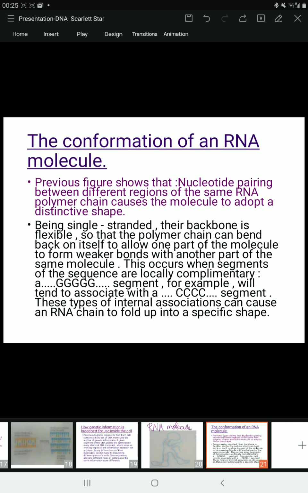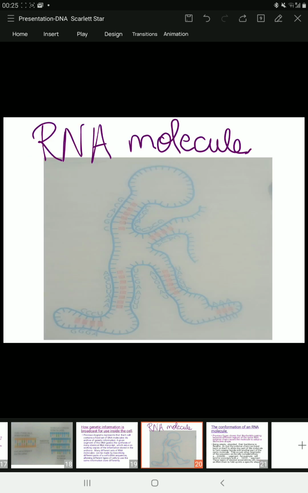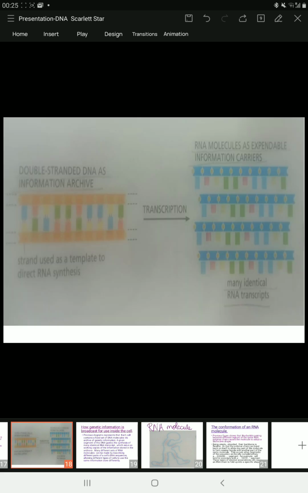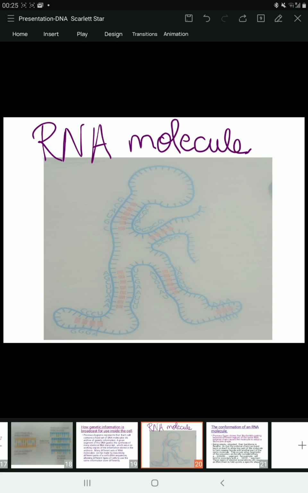So what is written here? A few points need to be focused on. Being single-stranded, their backbone is flexible, so that the polymer chain can bend. So this structure was firstly single-stranded. This was not like that. It got bent like that. So this was single-stranded, like RNA was a single strand. Like RNAs are here, these are single strands. These were like that. So it bent itself.